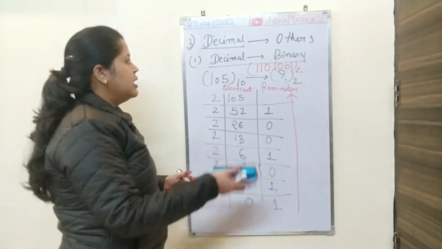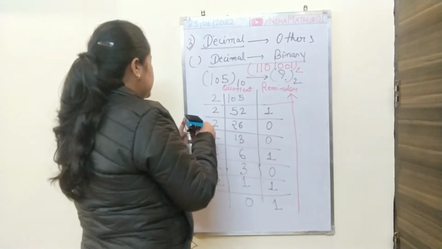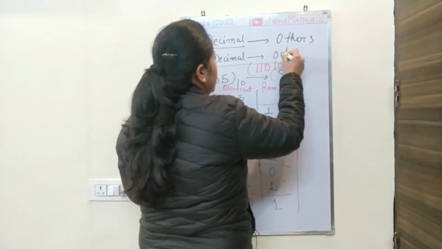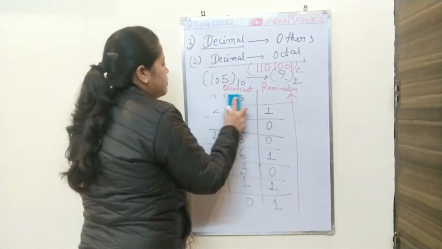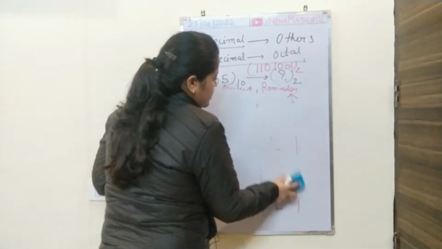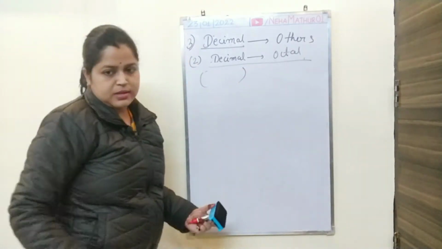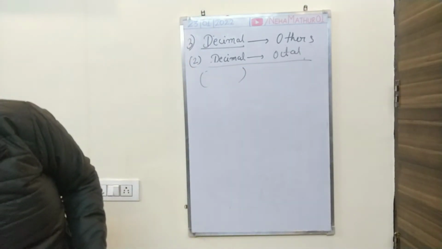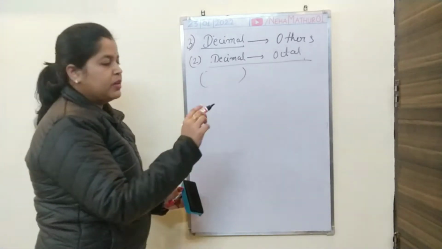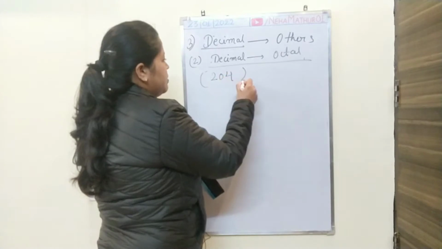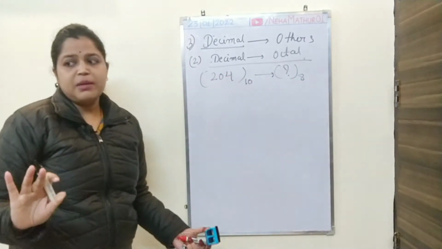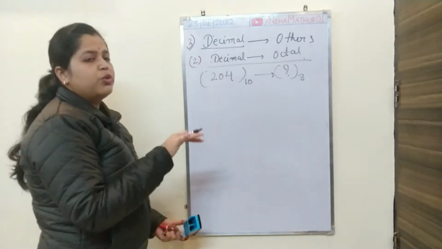Now I am going to convert the second one, which is decimal to octal. I am taking another example. It will be interesting if I take the next example, and the process will be the same. If you have a given decimal number and you want to convert it into octal, say a number like 204 having base 10, the process will be the same. Instead of taking 2 as a divider, you will have to take 8.